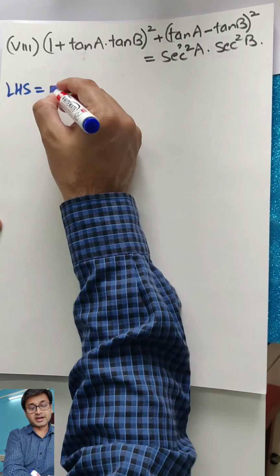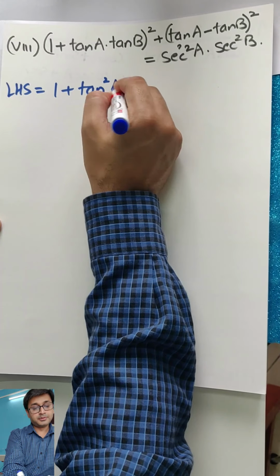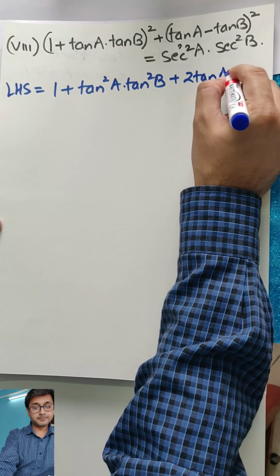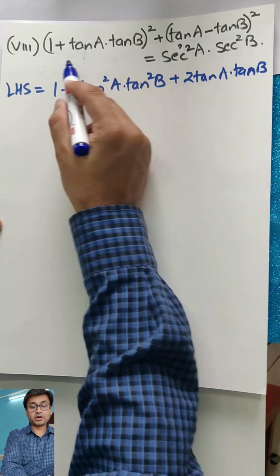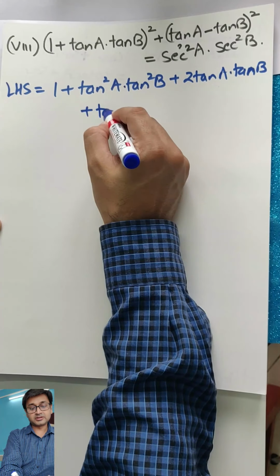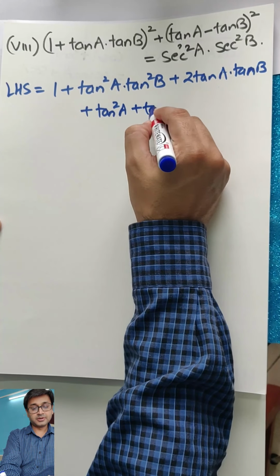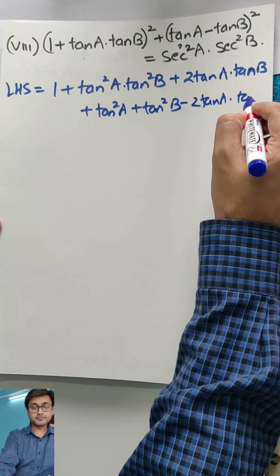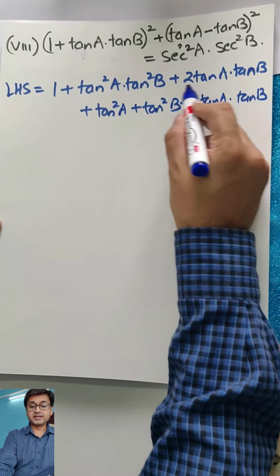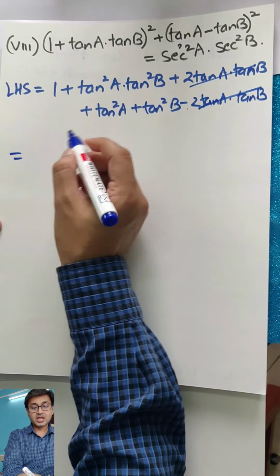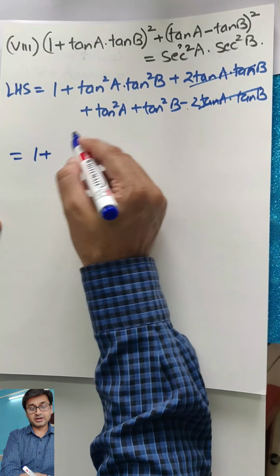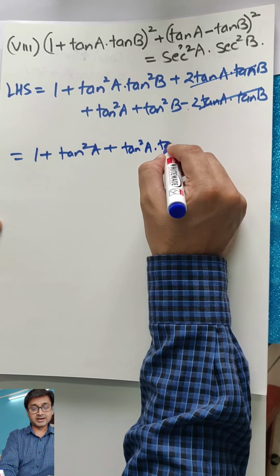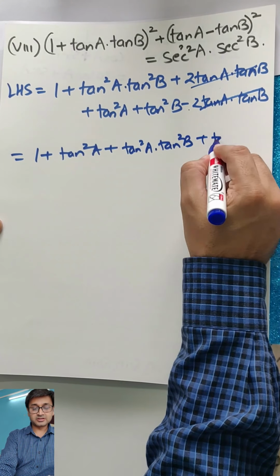So the LHS, opening the brackets: a square plus b square plus 2 times ab. So I got this expanded. Likewise this one: a square plus b square. Since this is minus, it is minus 2 times ab. What do you notice? This is minus and plus, so it gets cancelled straight away. So now this is left. I have 1 plus tan square A, plus tan square A into tan square B, plus tan square B.